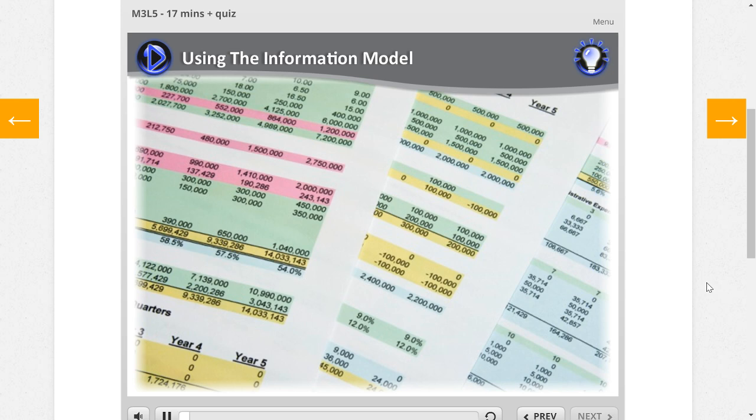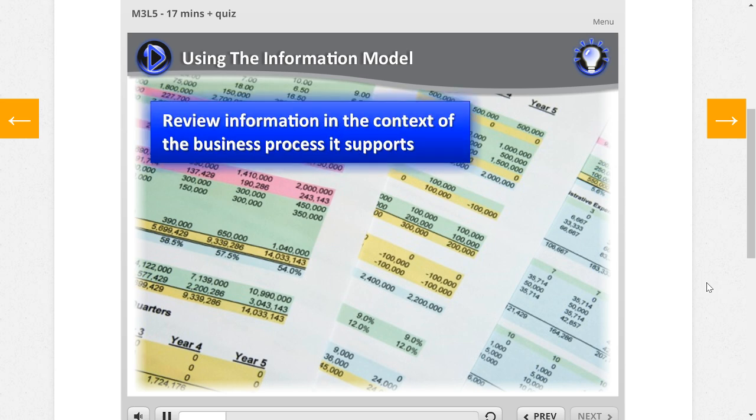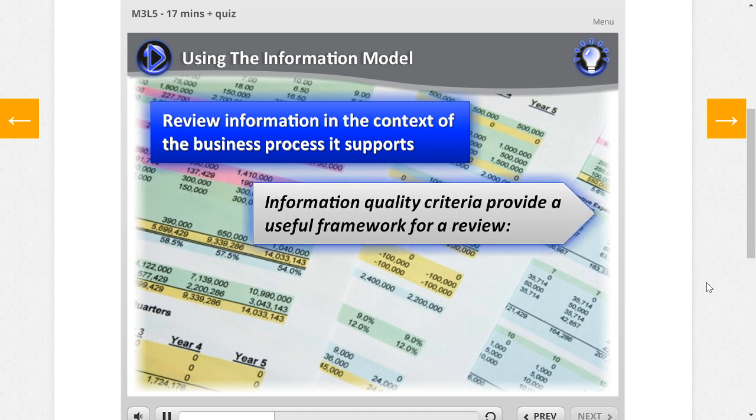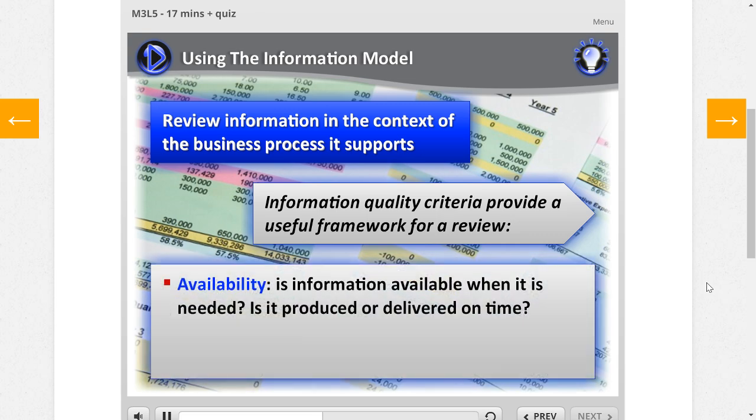Our last example of applying the information model is using it to review existing information. Such a review will usually be done within the context of the business process supported by the information. In this case, the information quality criteria that you learned about at the start of the lesson provide a useful framework for the review. For example, availability. Is information available when it is needed? Is it produced or delivered on time?